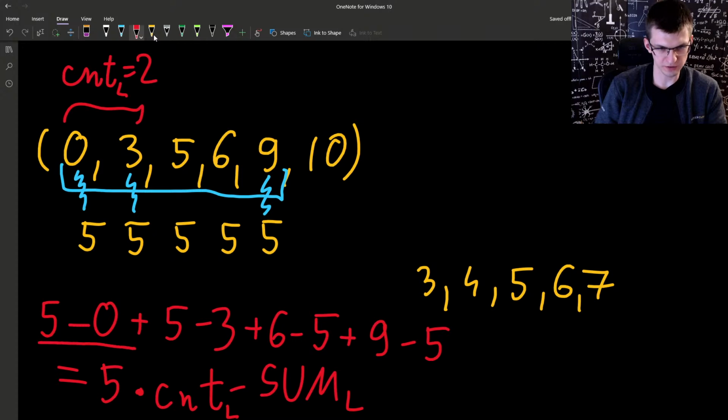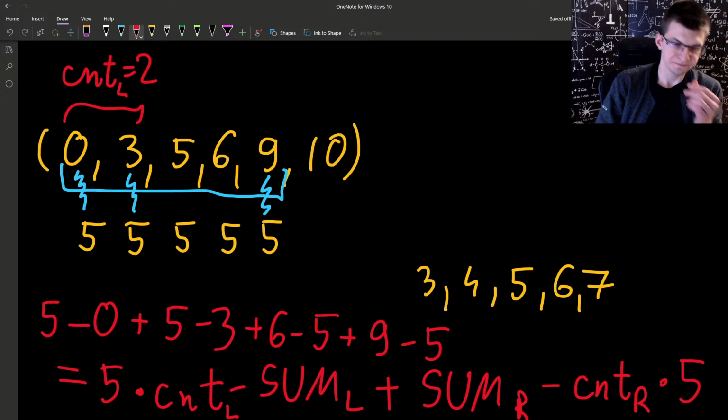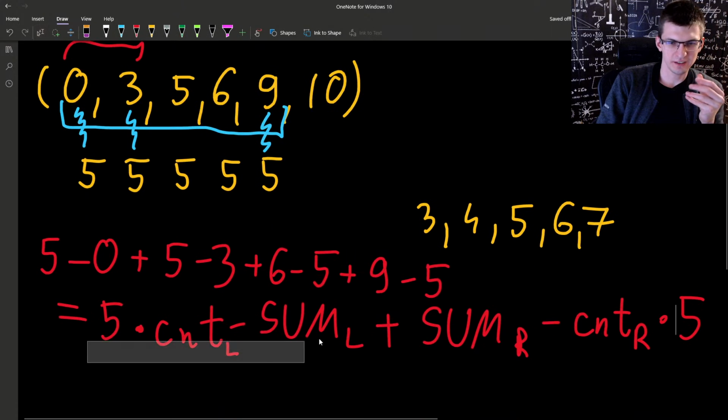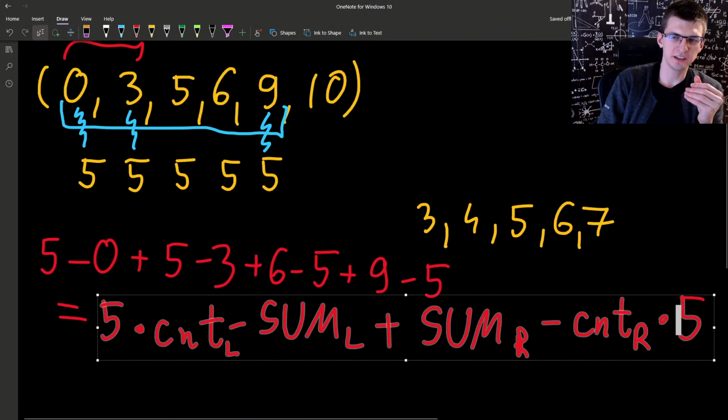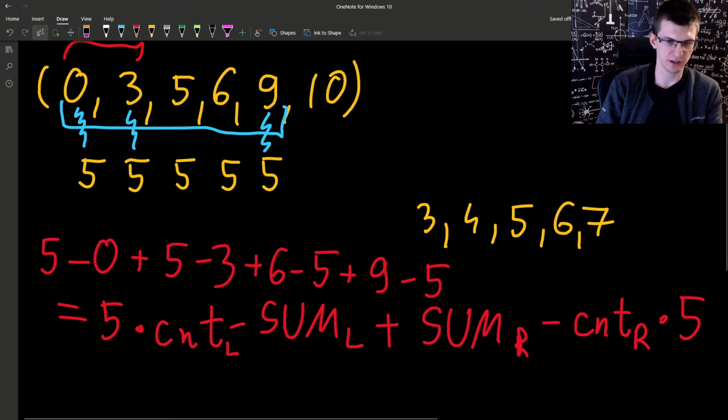We had 5 minus 0 and 5 minus 3. That's in total twice 5 minus 0 and 3. Plus same stuff on the right. We have the sum of values minus the count of values multiplied by 5. And each of those terms, it is easy to maintain as we move with the sliding window to the right, but also we can use prefix sums for that. You can once compute prefix sums and then efficiently ask about the sum of values in some interval.